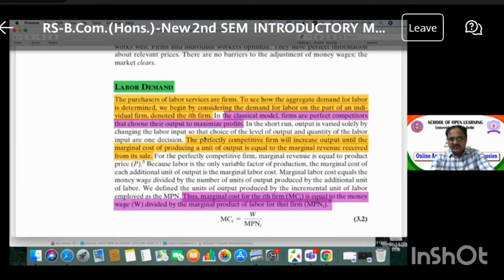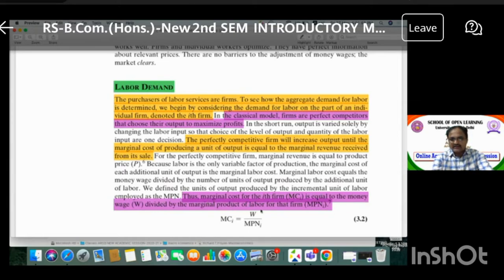For homogeneous labor, they can take the wage rate at the level of the price, that is W by P. What is the point? So what is the marginal cost? The marginal cost of the ith firm is MC, equal to the money wage divided by the marginal productivity of labor. We define the output produced by an additional unit of labor employed as MPN.